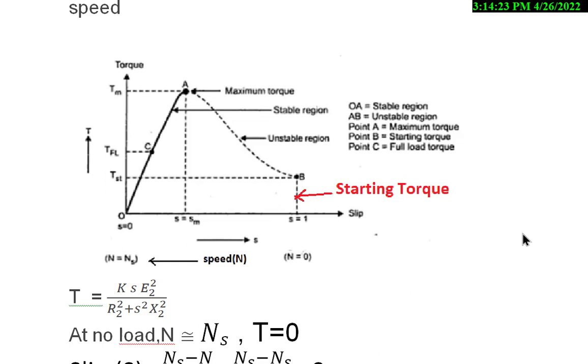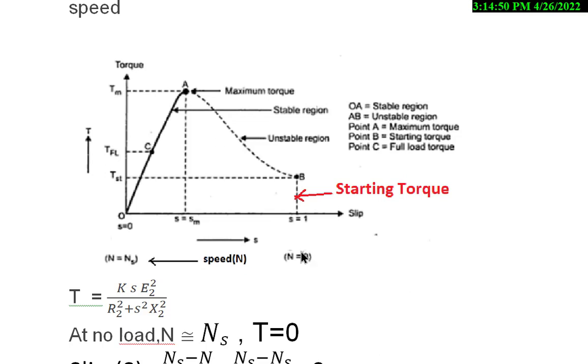Same characteristic, only thing is at the bottom of the torque slip direction, the speed parameter can be mentioned like this. When S is equal to 0 means the speed of the rotor is ns, that is synchronous speed. When S is equal to 1 means the rotor speed is equal to 0, means from 0 to ns, that is the maximum speed which can be obtained.